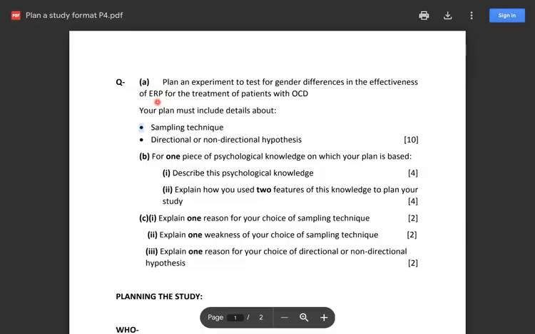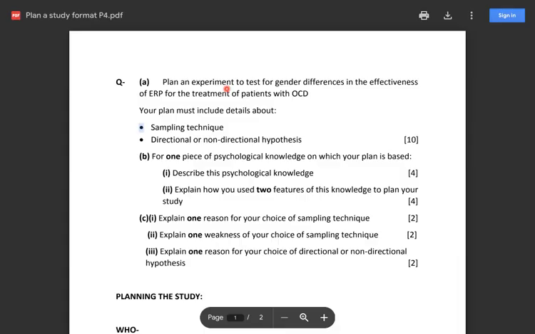So you have to apply your knowledge of the ERP therapy that you learned from that topic in this situation that they've given you, where they want to see for gender differences, basically who will benefit more from ERP treatment in treatment of their OCD symptoms, males or females, right? And you have to do an experiment in order to do that. Right? So you must have an IV/DV. We'll discuss all the features that need to be included in an experiment.